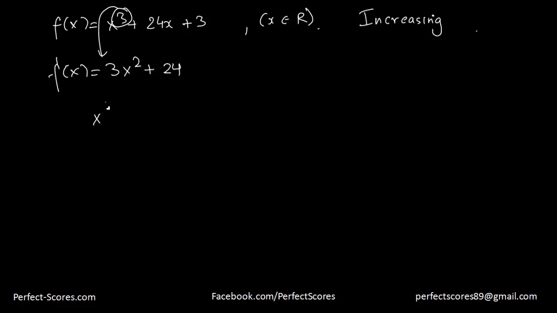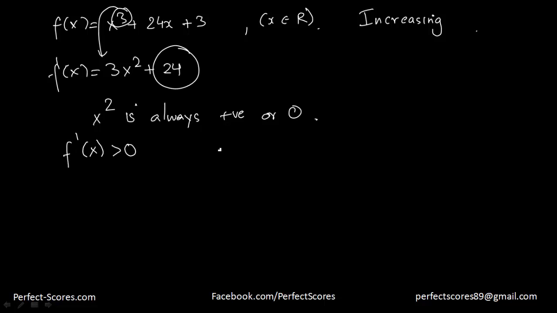Now, as you know, x square is always positive, right? X square is always positive or 0, right? And 24 is a constant which is positive, which means f dash of x will always be greater than 0. That means f of x is an increasing function.